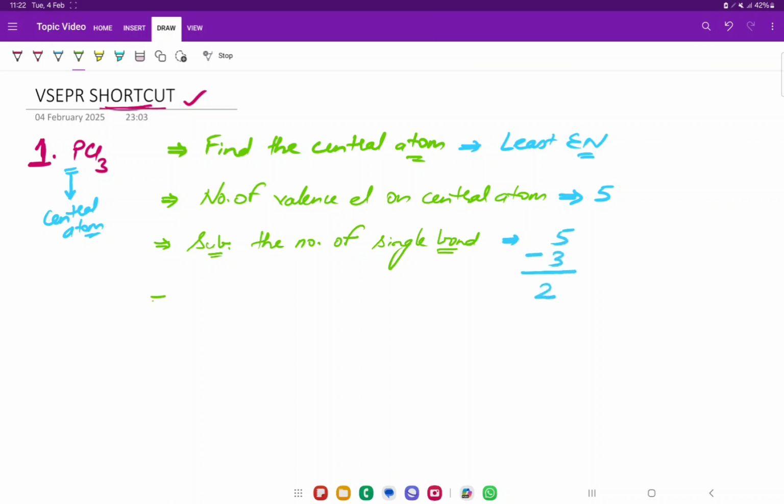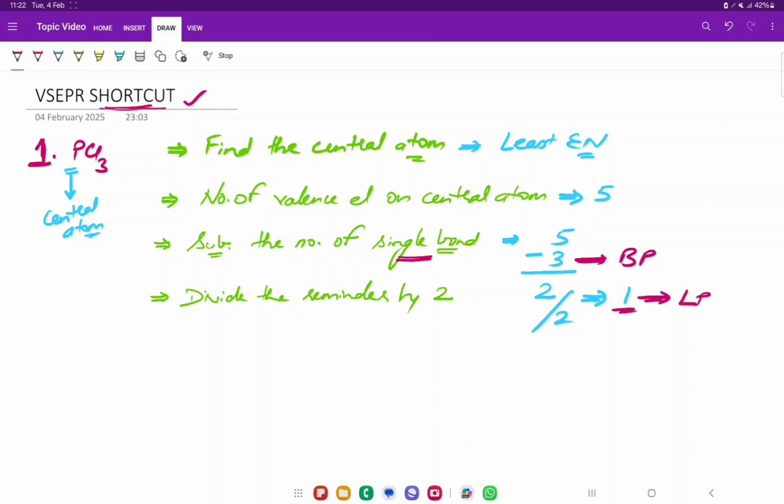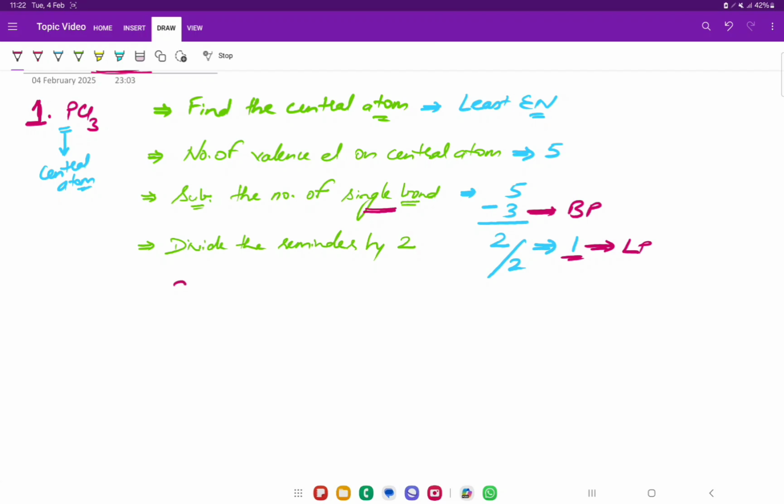Next rule is, after getting the remainder, divide the remainder by 2. If you divide the remainder by 2, you will get the number of lone pairs. So 2 divided by 2 gives 1. The molecule has 3 bond pairs, represented by the single bonds, and 1 lone pair, which I got by dividing the remainder by 2. This is what the PCl3 molecule has.